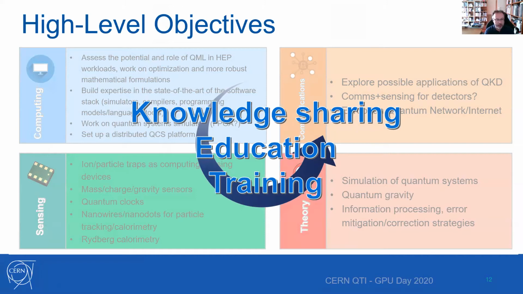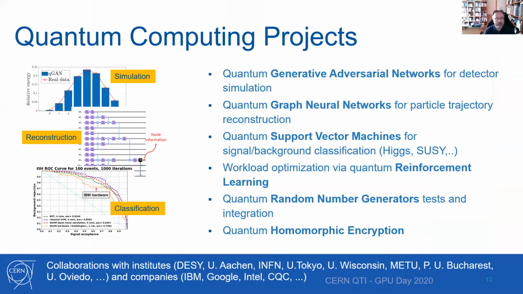So as part of these activities, we will also organize education and training opportunities at all levels. So quantum computing, quantum technology courses, academic collaboration, but also training on actual technologies in collaboration with industry and other laboratories. So this is a very important part of this initiative. So let me start with quantum computing.